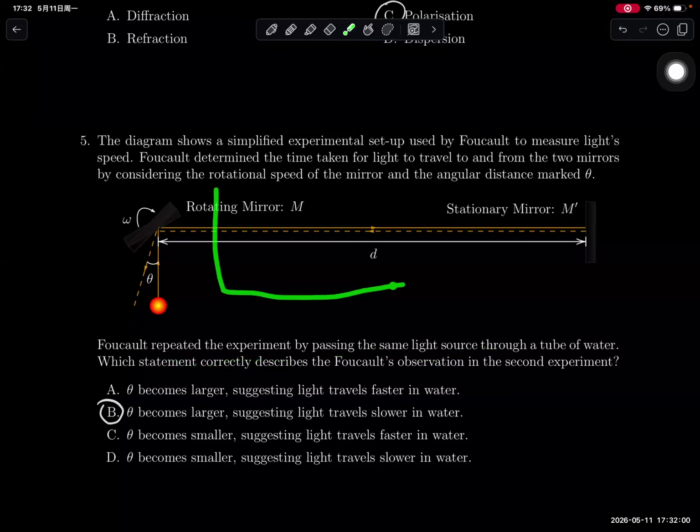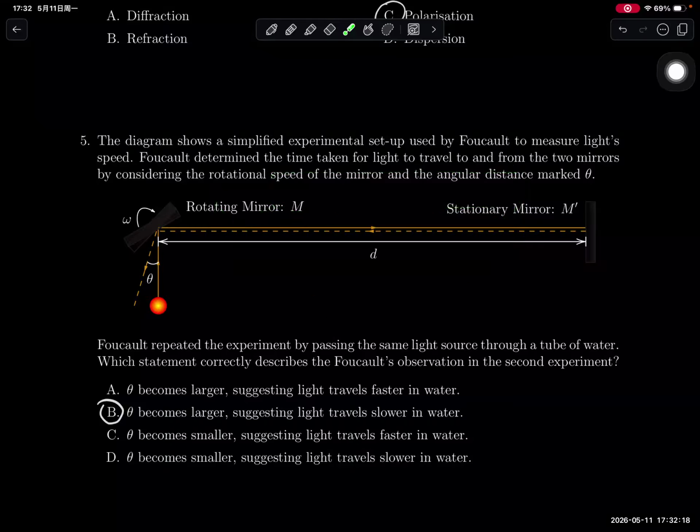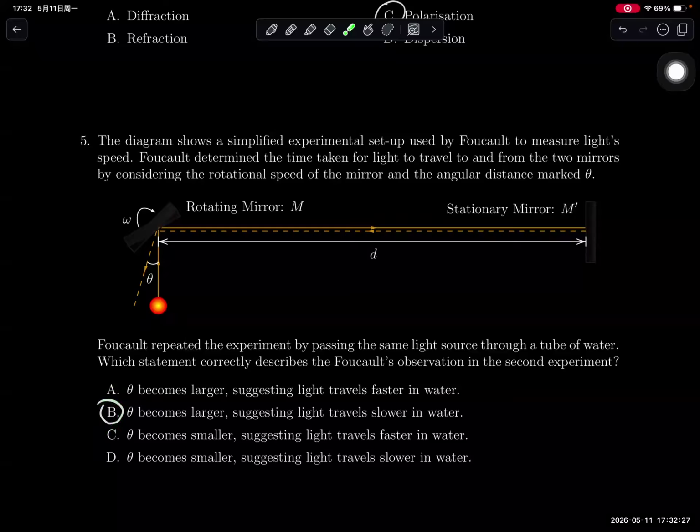Okay, so Foucault repeated the experiment by passing the same beam of light through a tube of water. So a tube of water is placed here, right? Water would cause refraction of the light, which decreases the speed of light. That means light takes a longer time to proceed through the water medium. Therefore, the angle gets to be larger because the mirror can rotate for a longer time. Okay, it becomes larger.